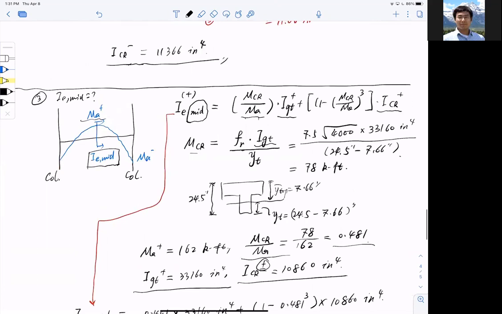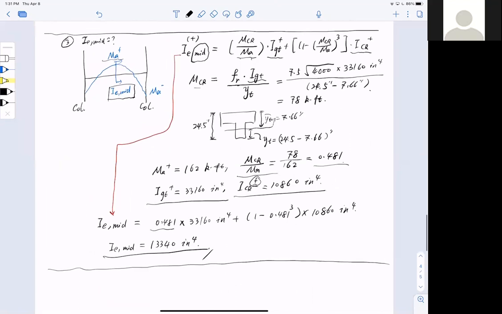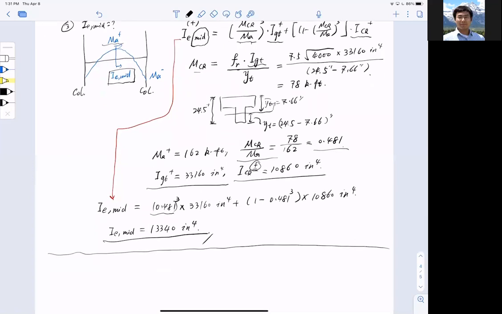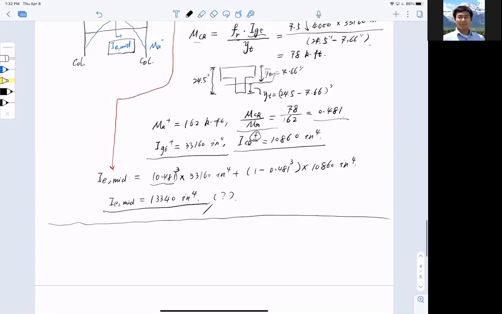Question? Go ahead. Yesterday in the lecture, the first term in IE mid, the MCR over MA, was also raised to the power of 3. You're right, did I miss that? Yes, thank you, Kyle, I think I missed it. Please make a correction: this is power of 3. And check my number to make sure this number works. I think I have the 3 in the original equation, but just check for me. Thank you. So again, be careful.